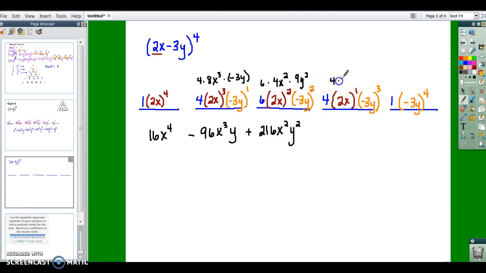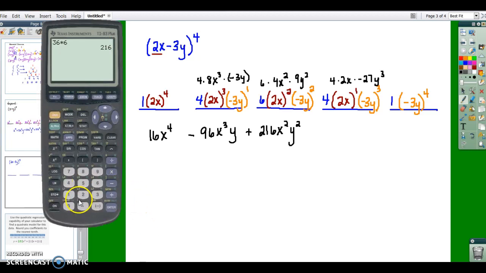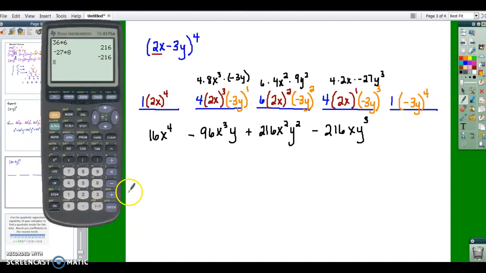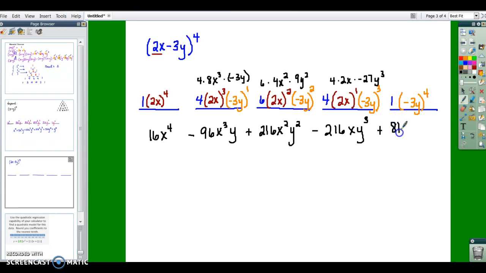So here I have 4 times 2x times negative 27y cubed. So I've got negative 27 times 8, and that's negative 216 xy cubed. And then 3 to the 4th is just going to be 81, and that's going to be positive 81y to the 4th. So notice I'm just alternating my signs there when there's a negative, but notice how I went through and did that.